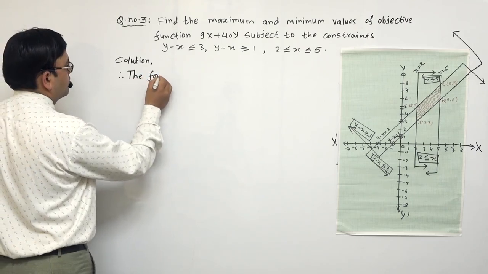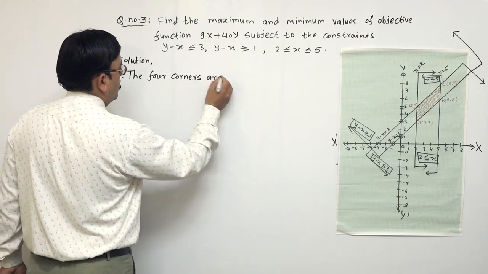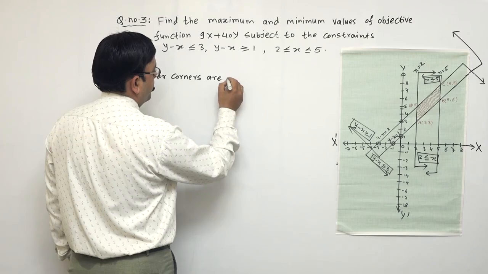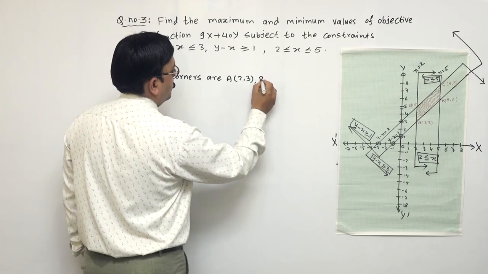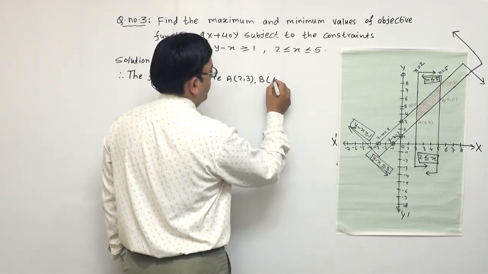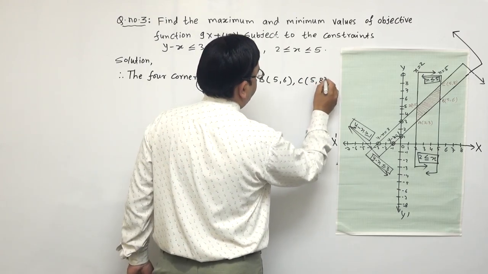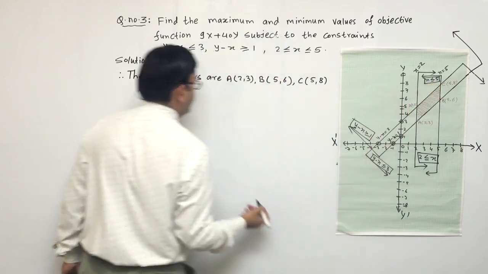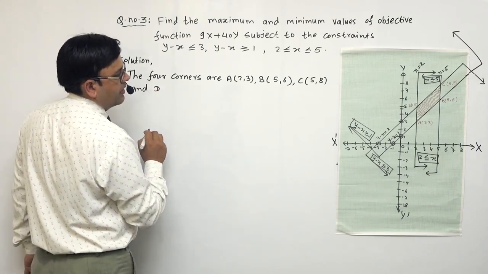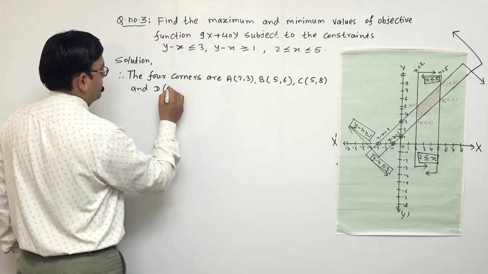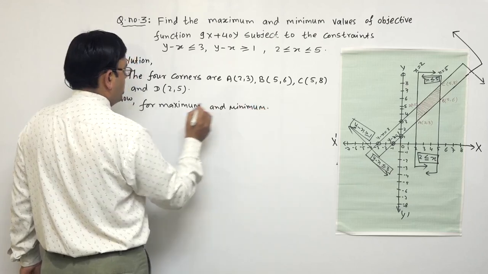Therefore the four corners are A 2 3, comma B 5 6, comma C 5 8, this one 5 8 and then D 2 5. These are the four corners for maximum and minimum.